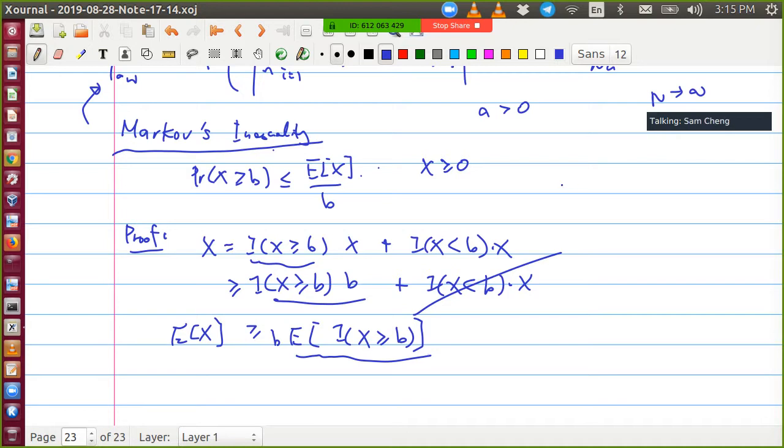Oh, I'm sorry, let me write this I here. I is not mutual information. It's just an indicator function. I of x bigger than or equal to b means that it's 1 if x is actually bigger than or equal to b, otherwise it's 0. So basically, I of some argument is 1 if the argument is satisfied, and otherwise it's equal to 0.